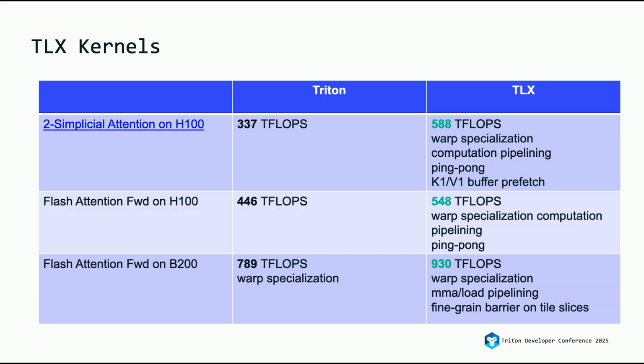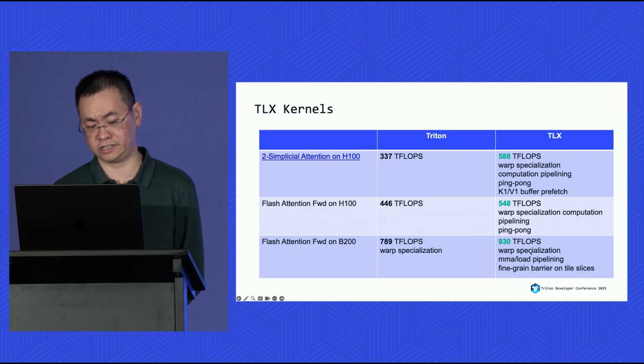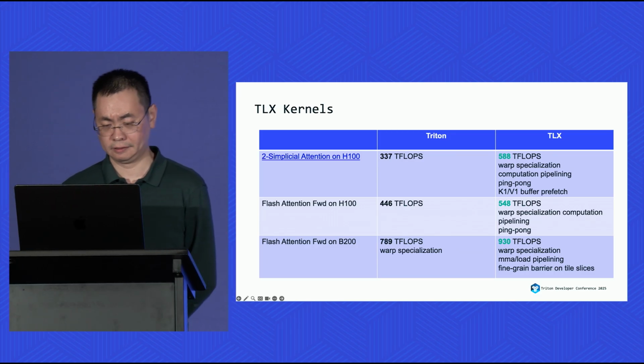The same set of techniques also applies to regular attention on Hopper, and this gives a pretty good speedup too. And the same kernel, the regular flash attention kernel on B200, actually benefits additionally from some other fine-tuning techniques, but we are also able to get very good performance out of it.